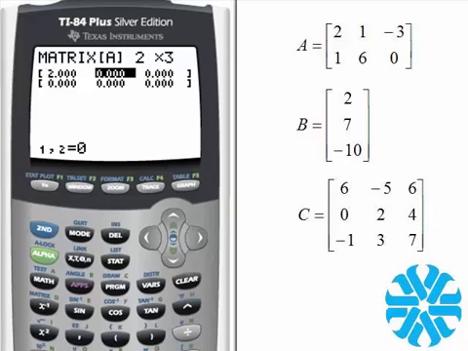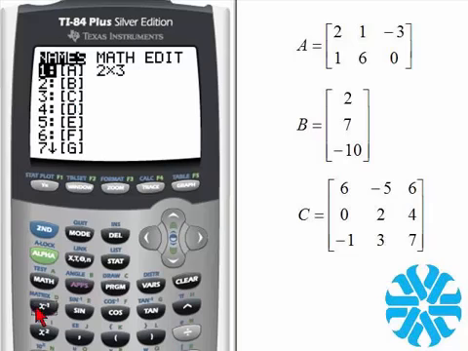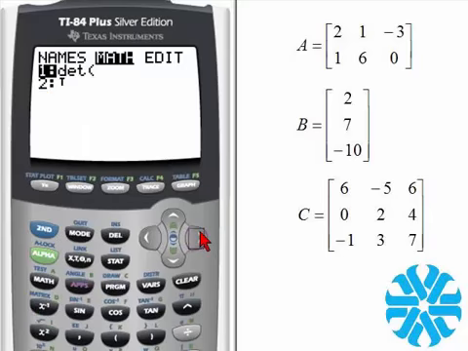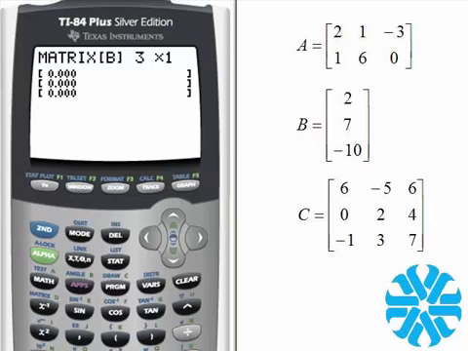2, Enter. 1, negative 3, 1, 6, and 0. Okay, let's go to second function matrix, and let's go to Edit, number 2 for matrix B, and matrix B is a 3 by 1, 3 rows by 1 column. 1, Enter, and let's input the values, 2, 7, and negative 10.